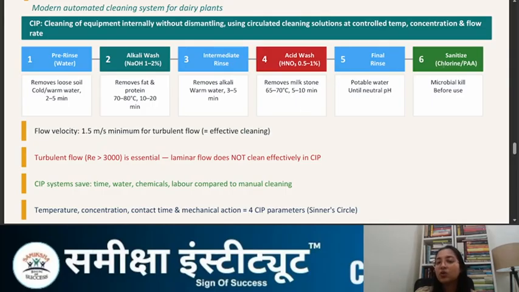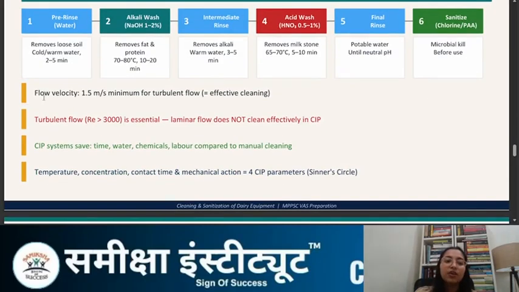Then lastly we will go for chlorine. We need to sanitize it also, so we will go for chlorine or quaternary ammonium compound, because it has broad spectrum activity. Then flow velocity should be there, turbulent flow should be there, laminar flow should not be there, because it does not show that it has been done effectively.